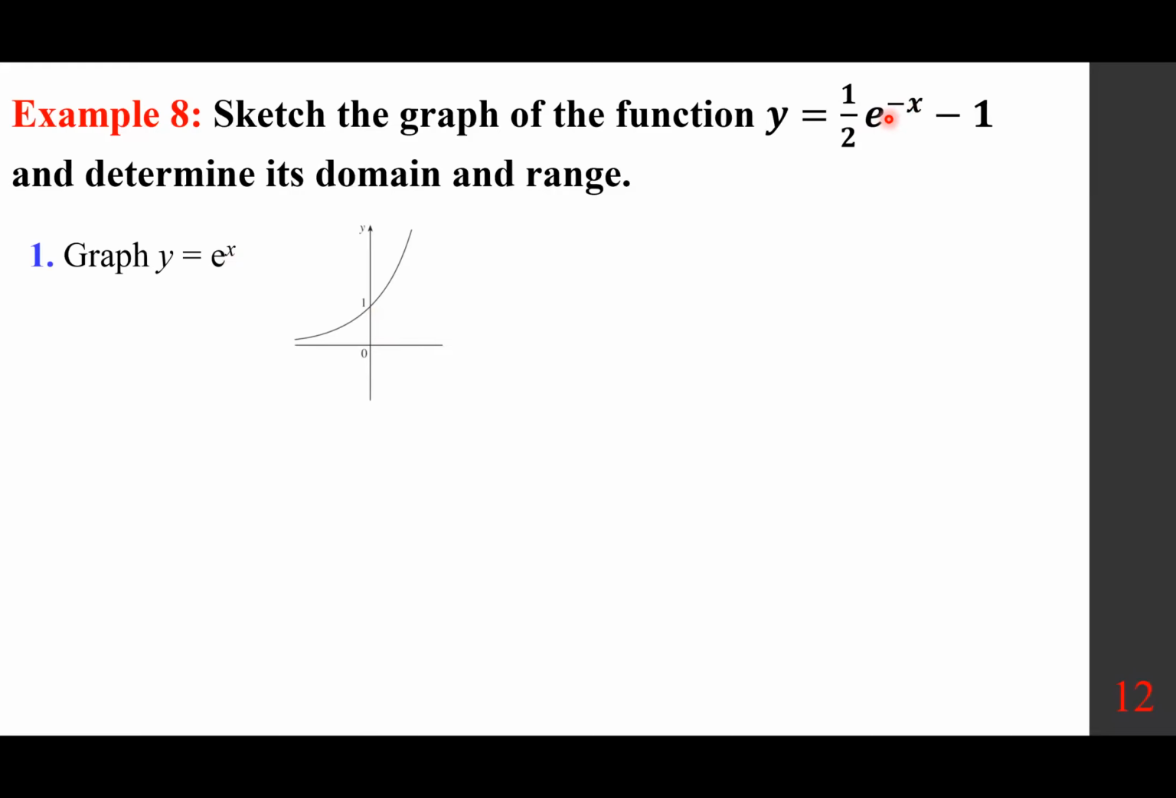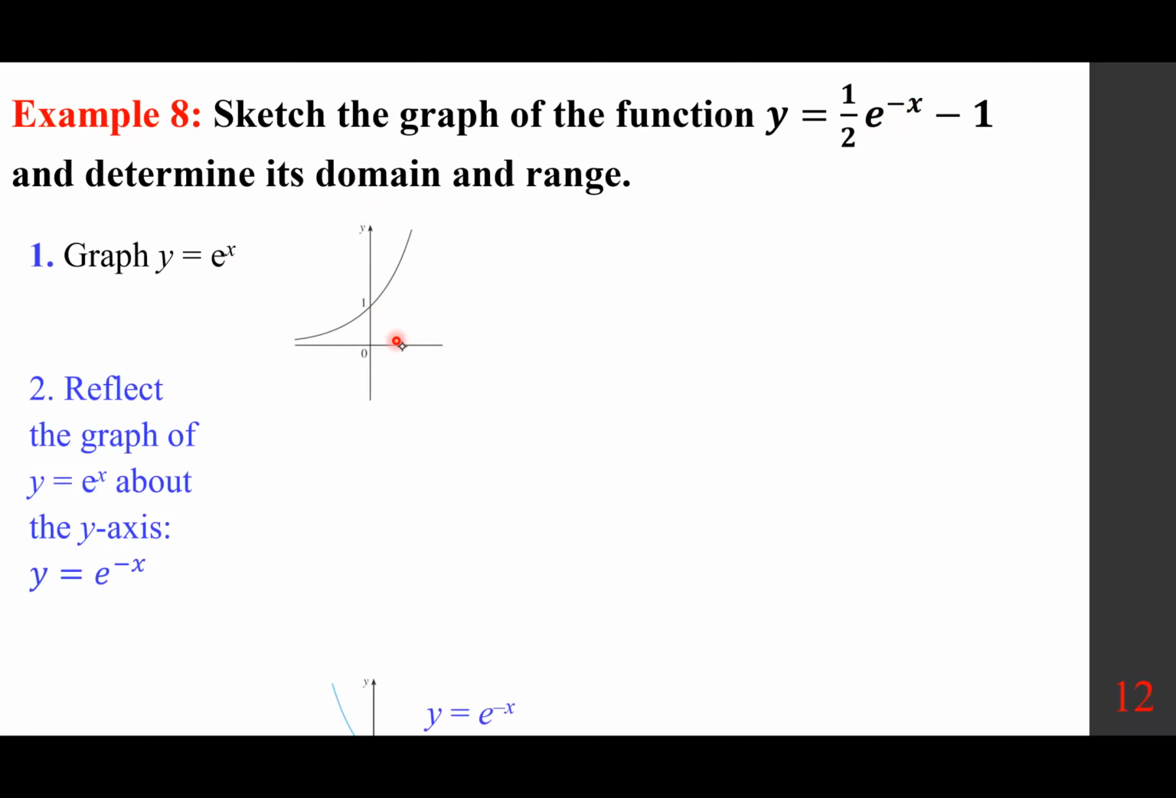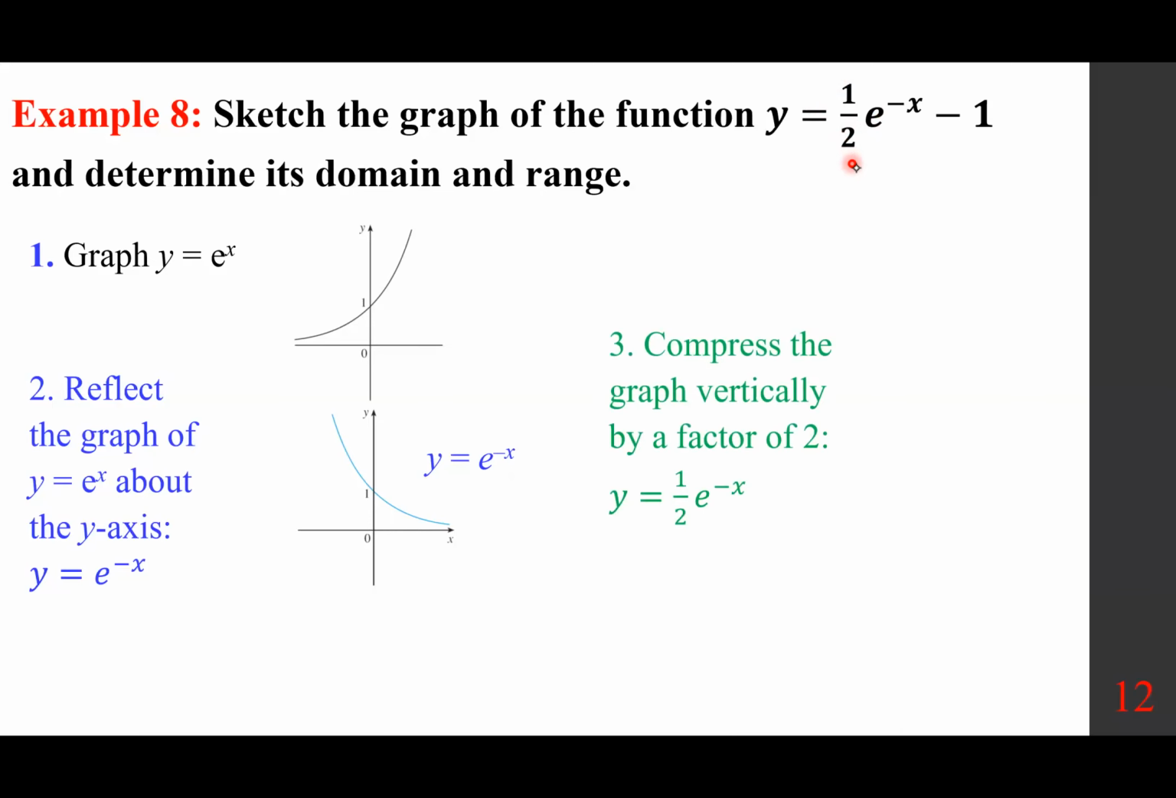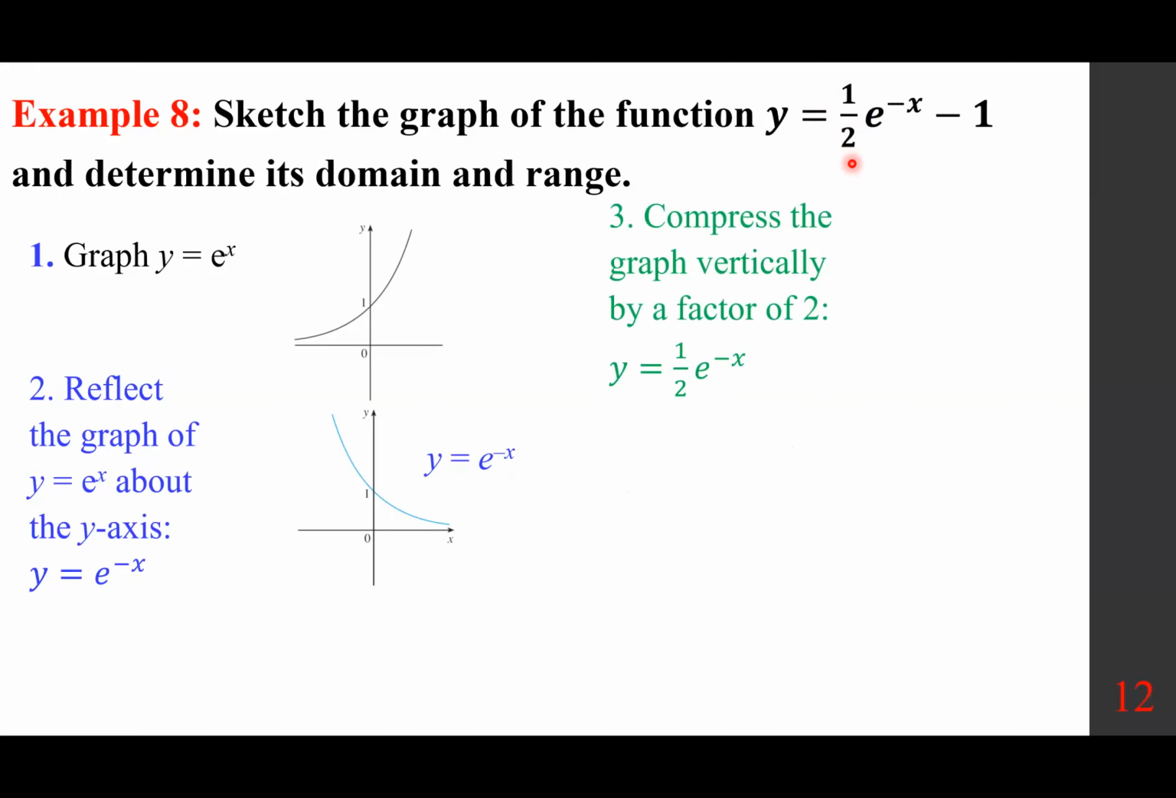When we look at this, the next one we want is e to the power of minus x. If you change the x to minus x, it's a reflection with respect to the y-axis, looking like that. So you reflect it with respect to the y-axis, and you get y equals e to the power of minus x. The next thing we want to use is 1/2, which compresses the graph vertically, in essence making the y-coordinate smaller.